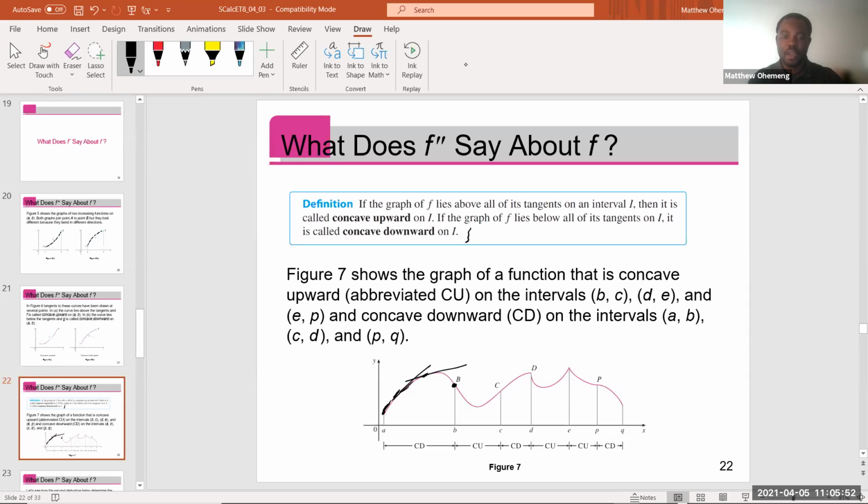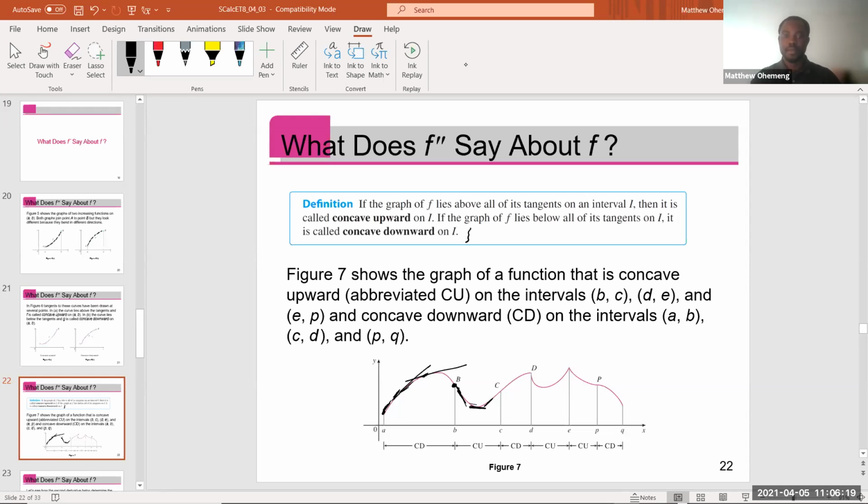On the other hand, when you look at from B to C, then the tangent line will always what? Lie below the actual curve, right? So that means it's concave what? Upward on that interval from B to C. And then from C to D is what? It's going to be concave downward. From D to E, concave upward, right? And then from E to P, concave what? Concave upward again. And then from P to Q, that's concave downward.